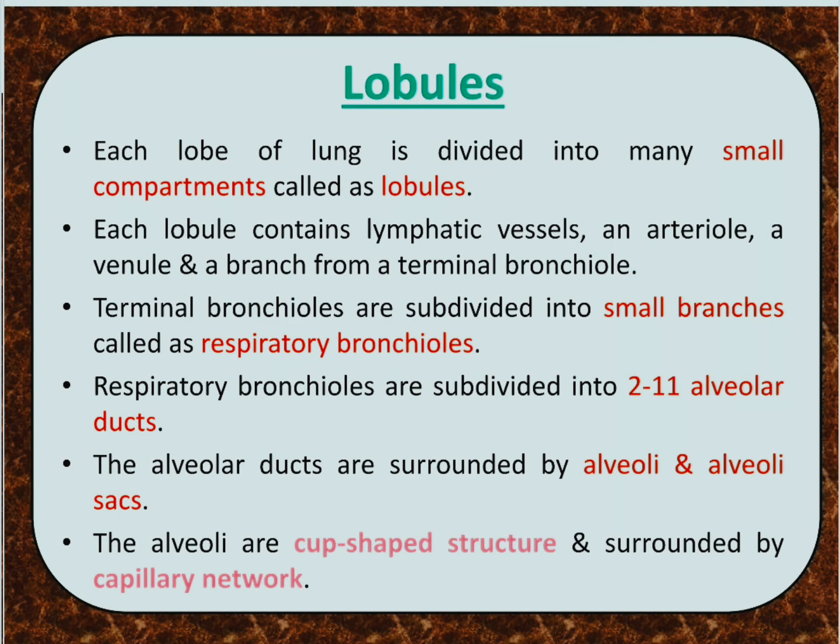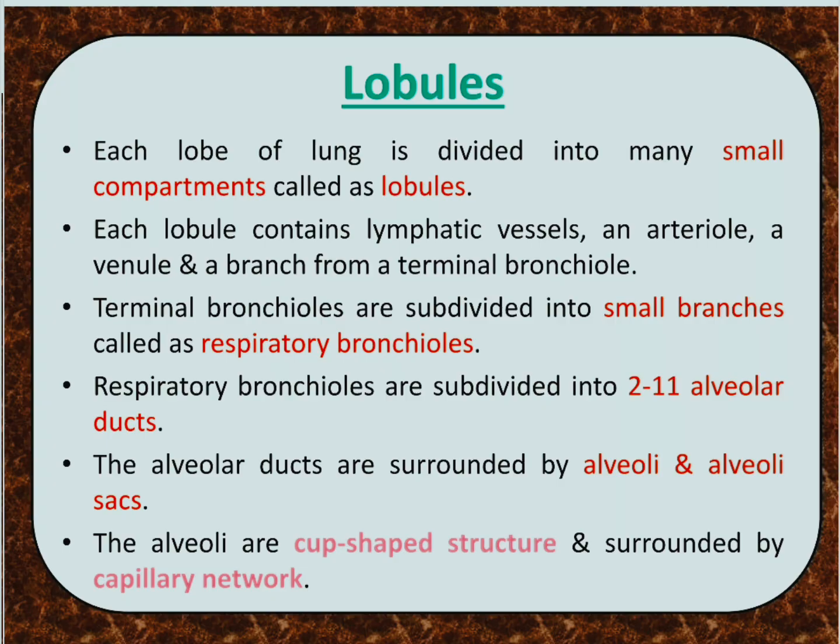Next is lobules. Each lobe of lung is divided into many small compartments called lobules. Each lobule contains lymphatic vessels, an arteriole, a venule, and a branch from a terminal bronchiole. The terminal bronchiole is subdivided into small branches called respiratory bronchioles. The respiratory bronchiole again divides into 2 to 11 alveolar ducts. These ducts are surrounded by alveoli and alveolar sacs.